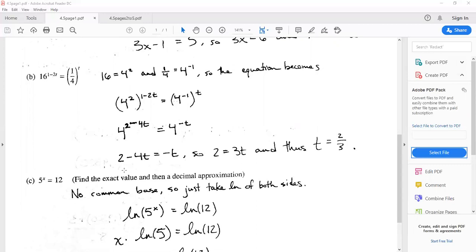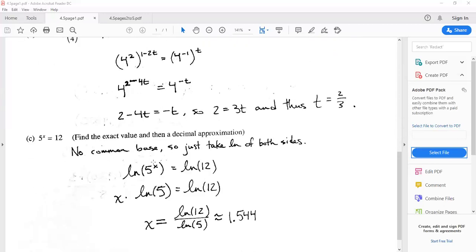So natural log of 5 to the x should then equal natural log of 12. And so then we can use the property of logarithms, which says that if we have an exponent up here, it gets to yank outside and come downstairs. So the left side becomes x times the natural log of 5 equals the natural log of 12. And now, natural log of 5 and natural log of 12, they are just numbers. They might not be very pretty numbers, but they are just numbers.